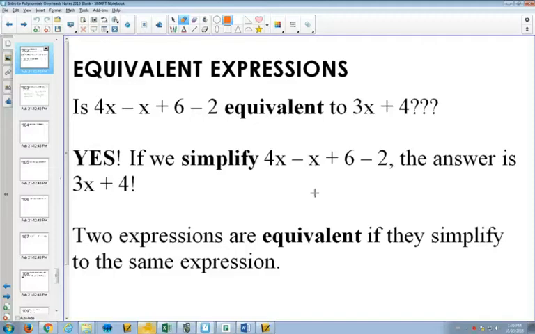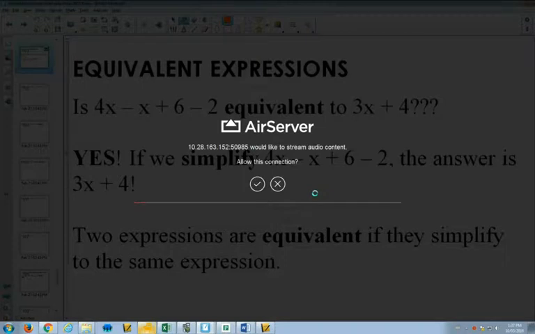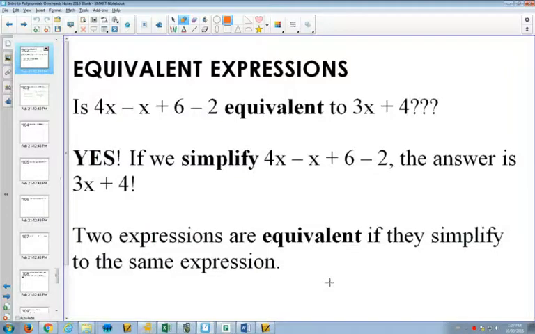So, equivalent expressions. In order for two things to be equivalent means that you could simplify them and they both end up being the same thing. So when you simplify 4x minus x, you get 3x. And when you simplify 6 minus 2, you get 4. So those two would be called equivalent expressions because they're the same when we simplify them.